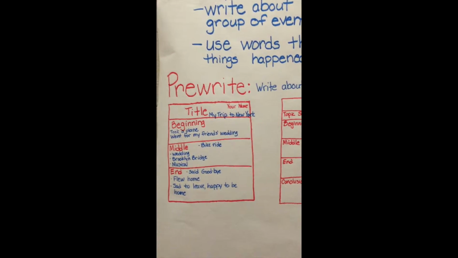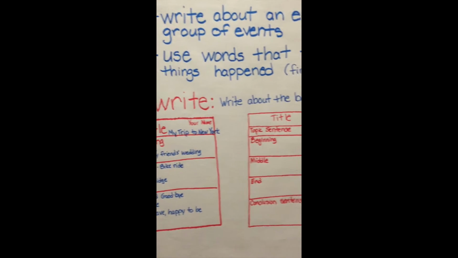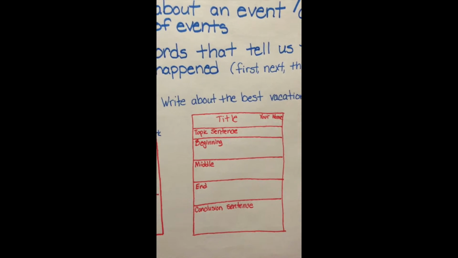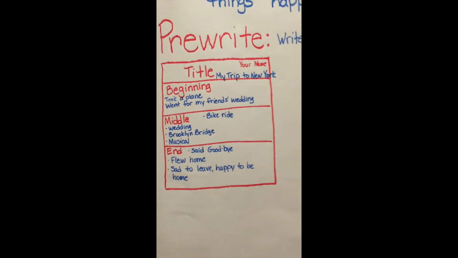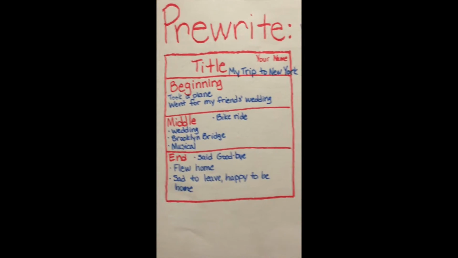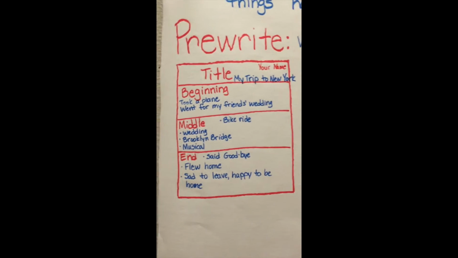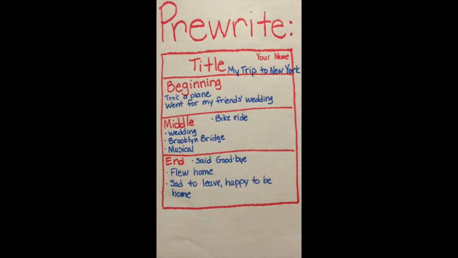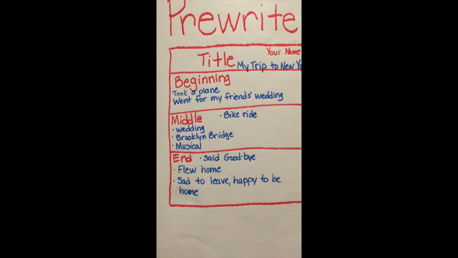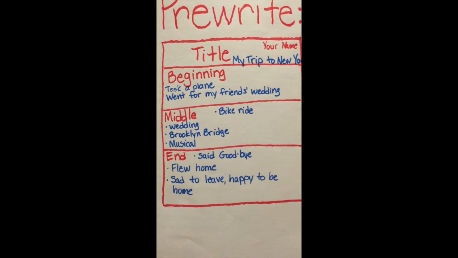So let's look at an example of what a pre-write might look like after we finished it. The writing prompt that we would be working on is, write about the best vacation you ever had. Now you guys know I just got back from New York, so of course I'm going to use that as an example. So the title would be My Trip to New York. And usually the beginning and the end are kind of short parts of it, and then the middle has lots of stuff to it. So in the beginning I would just write down, we took a plane, we went because it was my friend's wedding.